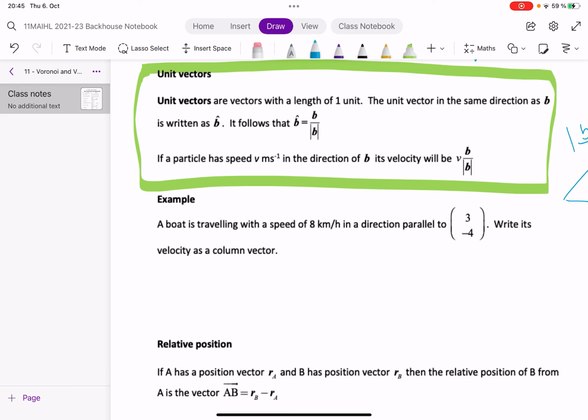So we've got a boat that's traveling with a speed of 8 kilometers per hour, but it's traveling in a direction parallel to (3, -4). So (3, -4) is not going to have a velocity of 8. Okay, so that's where our vector is going. What velocity will it have? Well, we need to find the magnitude of that, don't we?